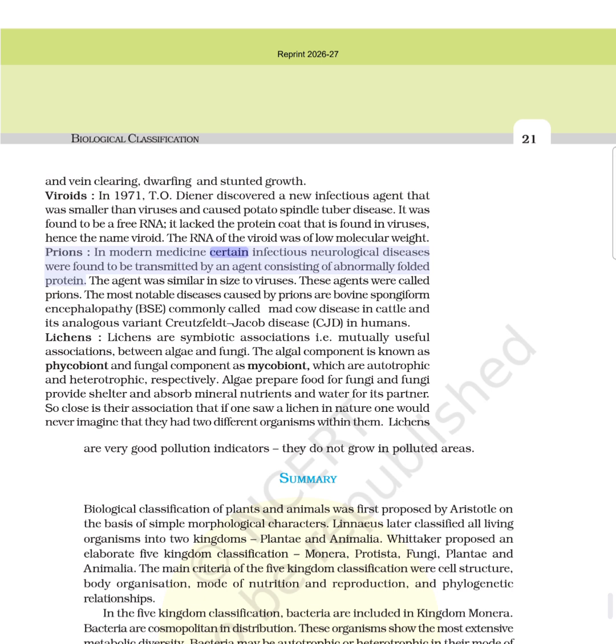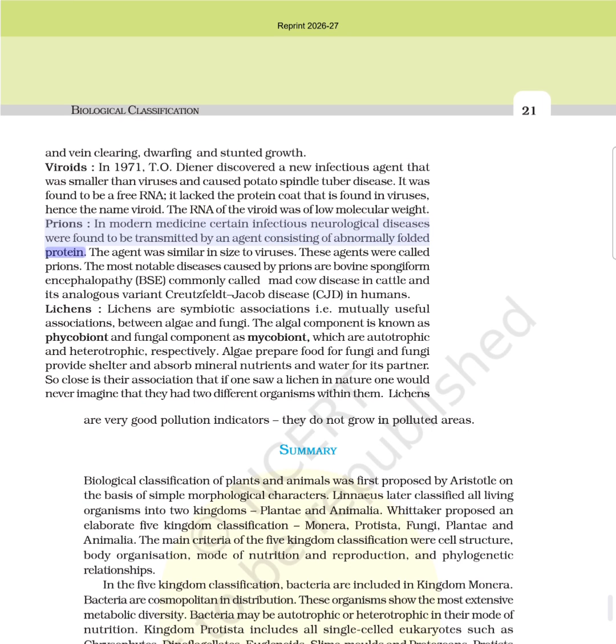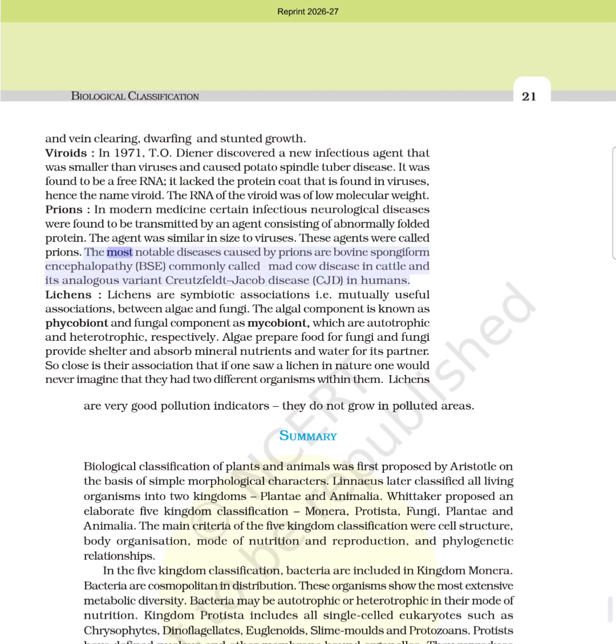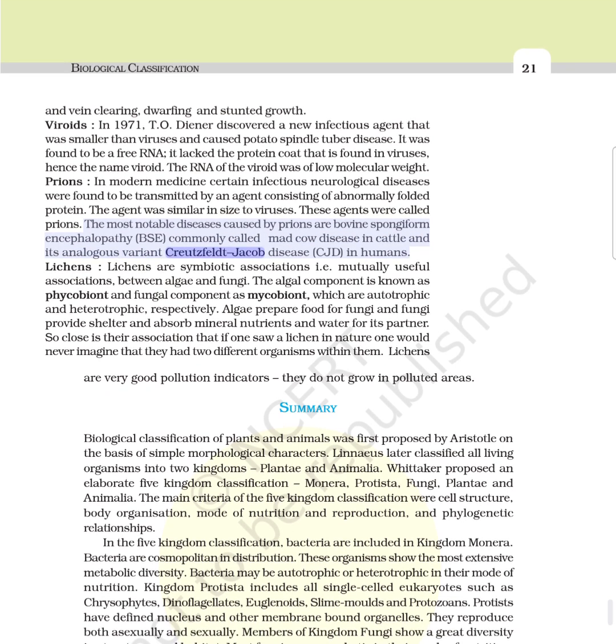Prions. In modern medicine, certain infectious neurological diseases were found to be transmitted by an agent consisting of abnormally folded protein. The agent was similar in size to viruses. These agents were called prions. The most notable diseases caused by prions are bovine spongiform encephalopathy, commonly called mad cow disease in cattle, and its analogous variant Creutzfeldt-Jakob disease in humans.